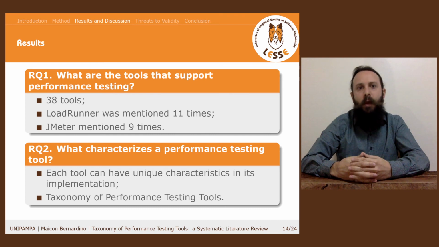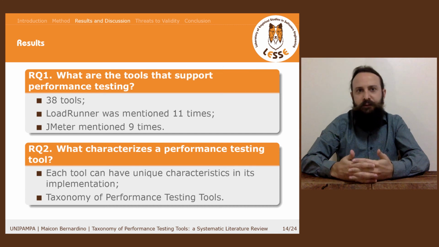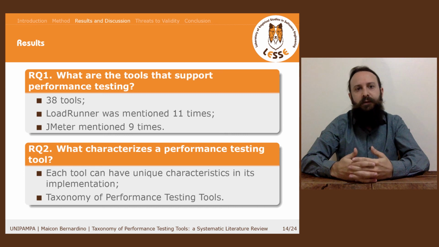Research question 2. What characterizes a performance testing tool? In order to find any problems in software, the main characteristic of a performance testing tool is that it should generate a certain workload on the target system. These problems may be related to scalability or reliability or any system bottleneck, and this can occur in a variety of ways. Each tool can have unique characteristics in its implementation. However, despite adopting distinct features and strategies, it is perceived that tools developed for this purpose make use of an already consolidated architecture.